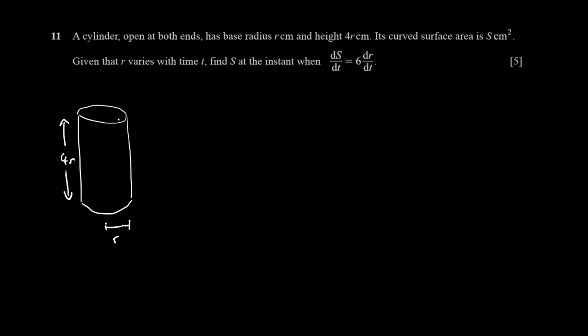Okay, here we are in question 11. A cylinder, which is open at both ends, has a base radius of r and a height of 4r. Its curved surface area is s squared. Given that r varies with time, find s at the instant when ds/dt is equal to 6 times dr/dt.